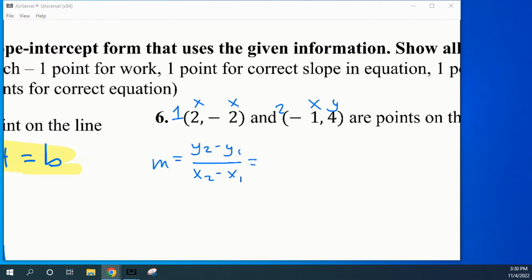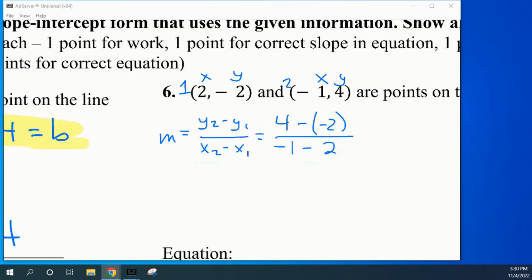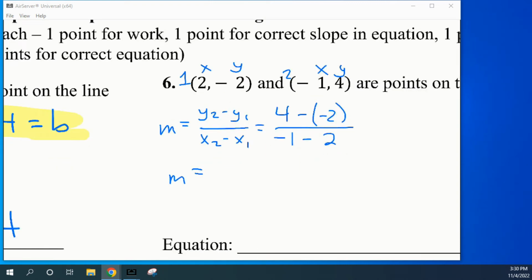The y value from my second ordered pair is 4. The y value from my first ordered pair is -2. So we'll take 4 minus -2 divided by the x from my second ordered pair minus the x from my first ordered pair. When you do that math, 4 minus -2 is 6. -1 minus 2 is -3 for a slope of -2.